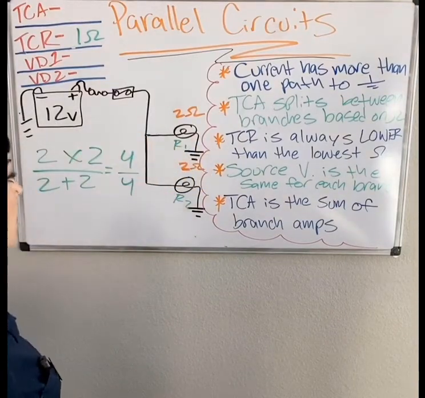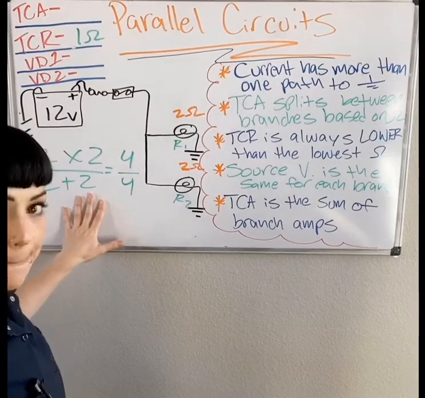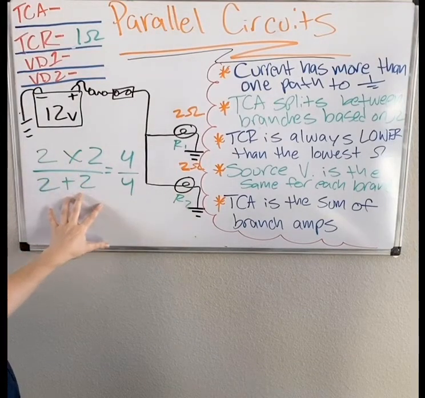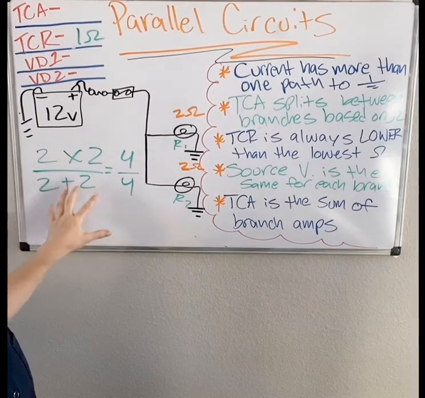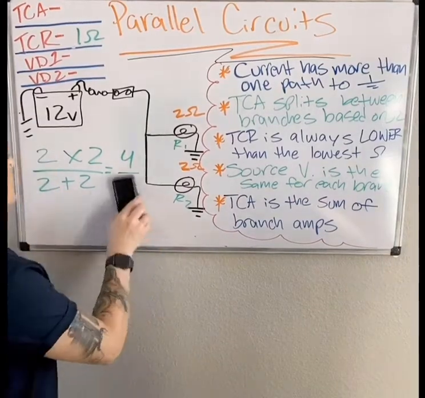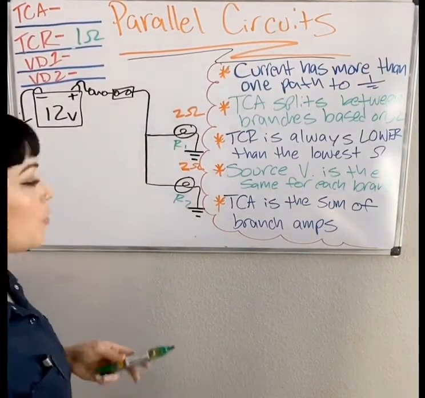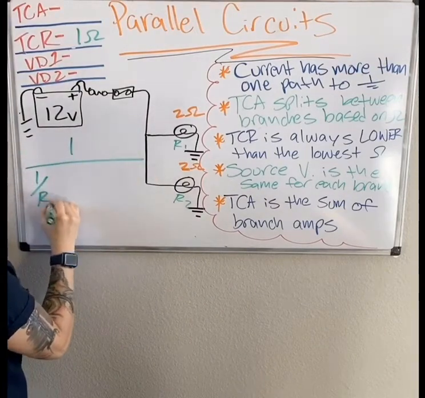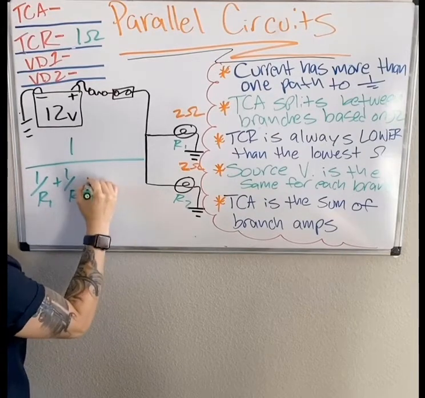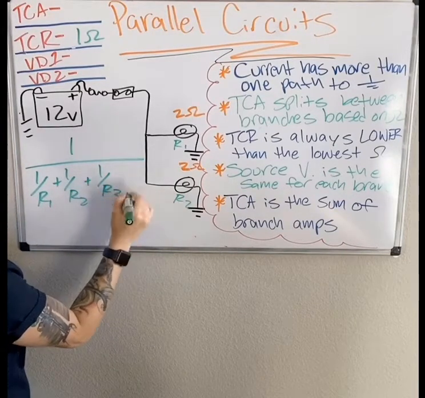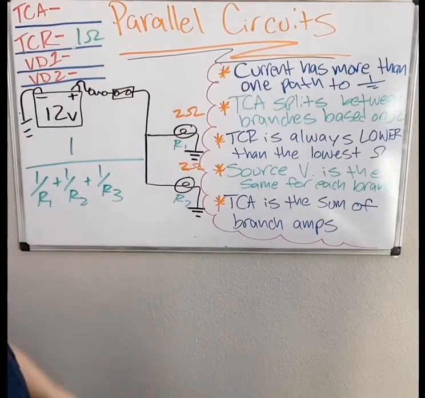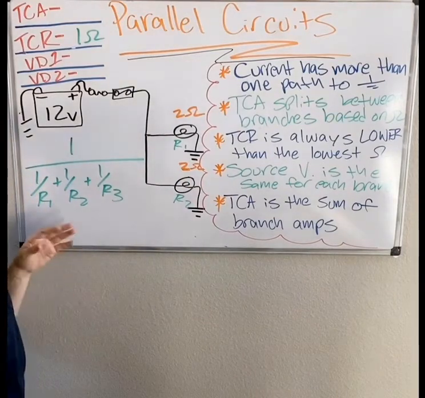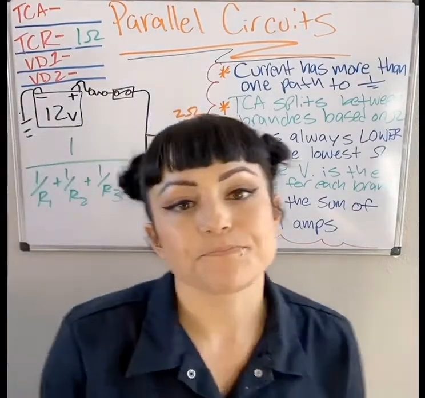Now, the problem with this way is if I have more than 2 branches, my equation must change. And my equation looks something like 1 over R1 plus 1 over R2 plus 1 over R3, and then however many branches. So if I've got 5 branches, then I've got plus 1 over R4 and then plus 1 over R5. We call this the reciprocal formula.